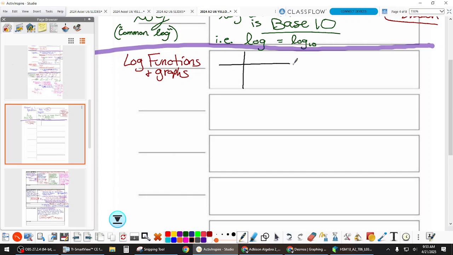We'll start with just sketching the graph. It has an x-intercept, no y-intercept. That x-intercept is at 1. Okay? It has a now domain restriction.